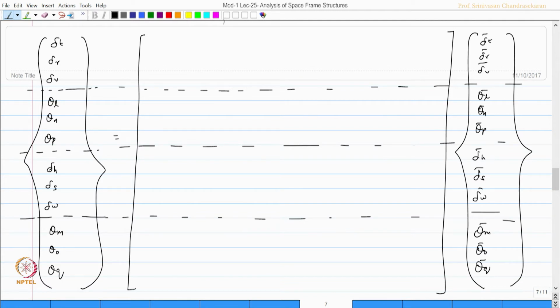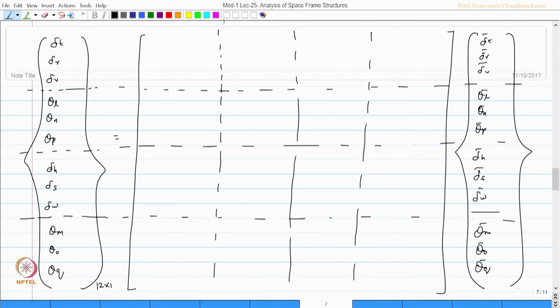Now, each one is a 3 by 3 matrix, you have just now seen that. Let us divide this also into 3 by 3. So, this is 12 by 1, this is also 12 by 1. So, this has got to be 12 by 12, is it not? So, this is C 1 1, C 1 2, 1 3, 2 1, 2 2, 2 3, 3 1, 3 2, 3 3, and remaining all are zeros.